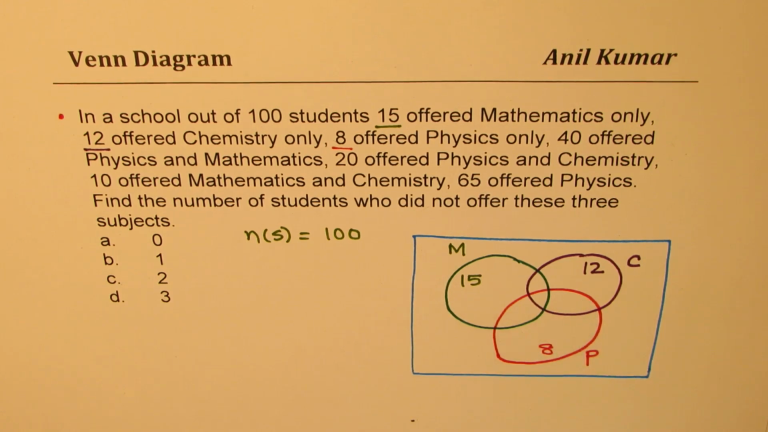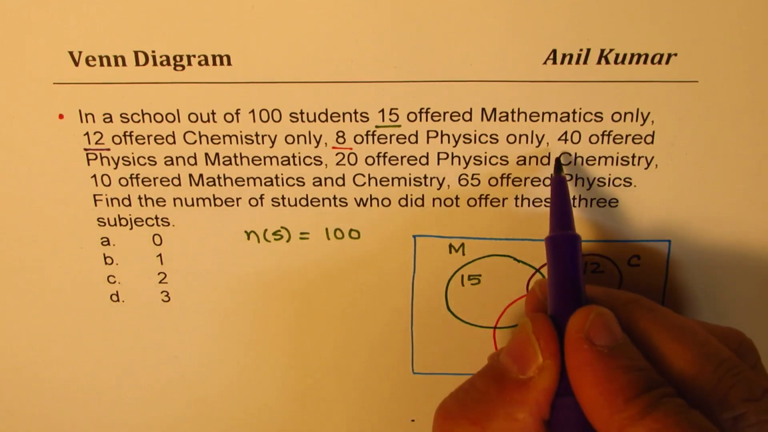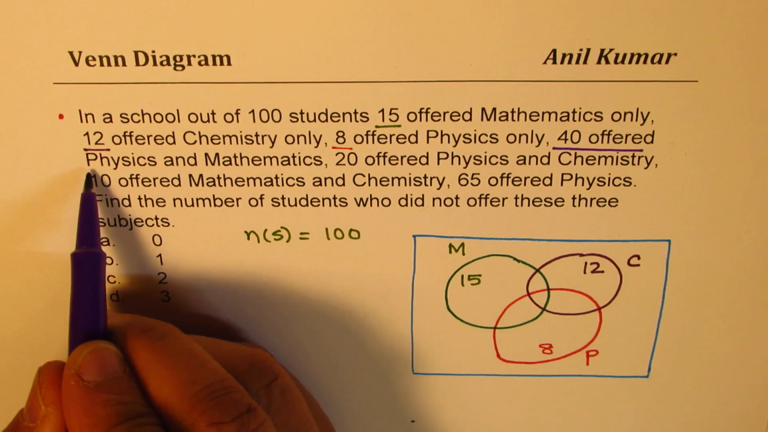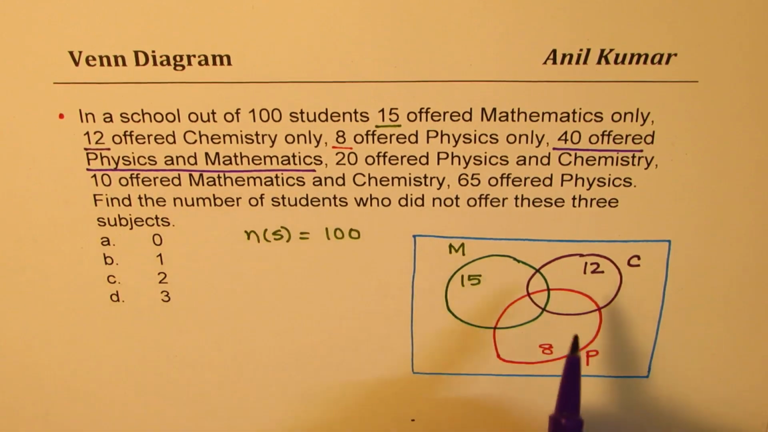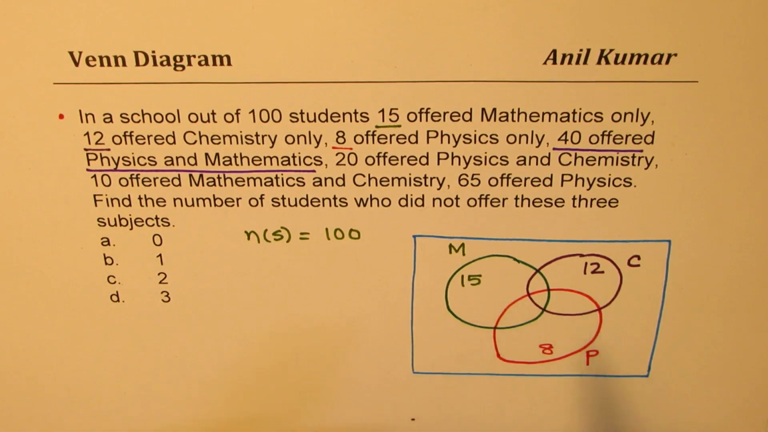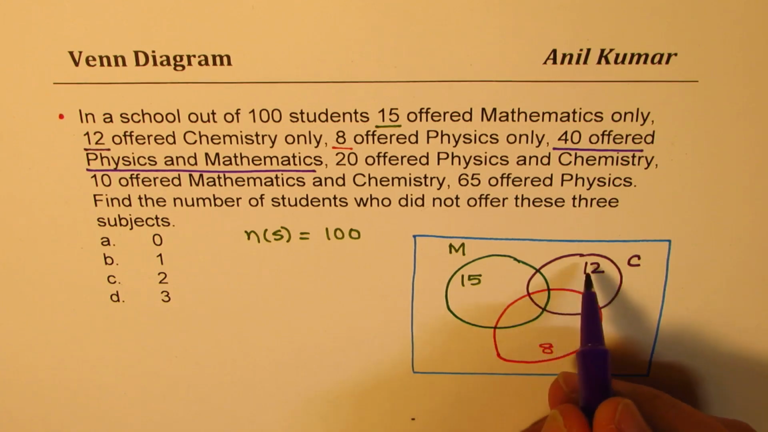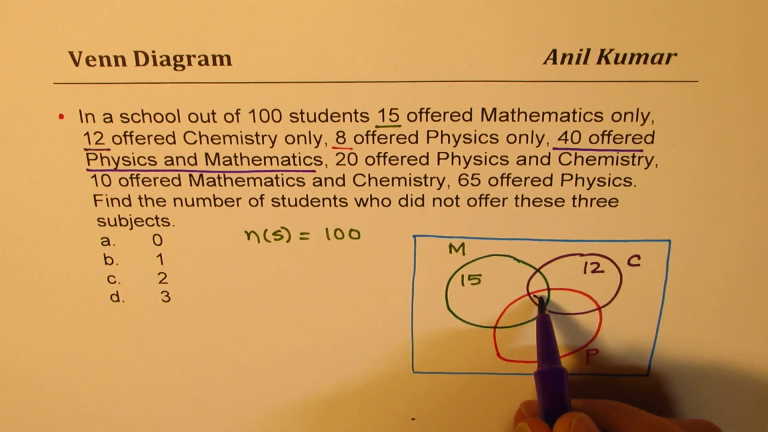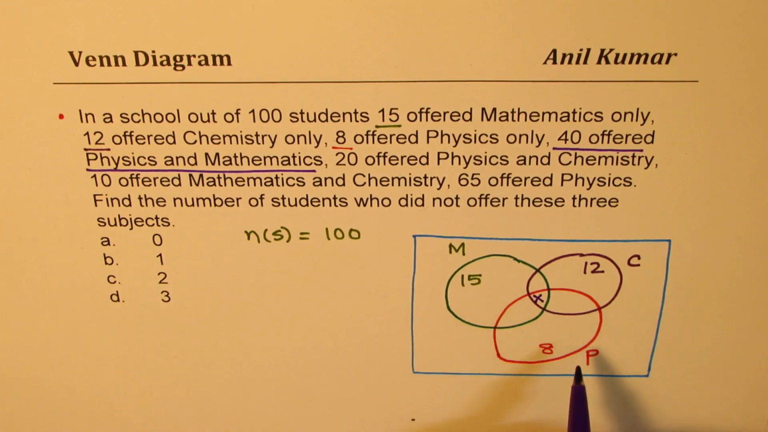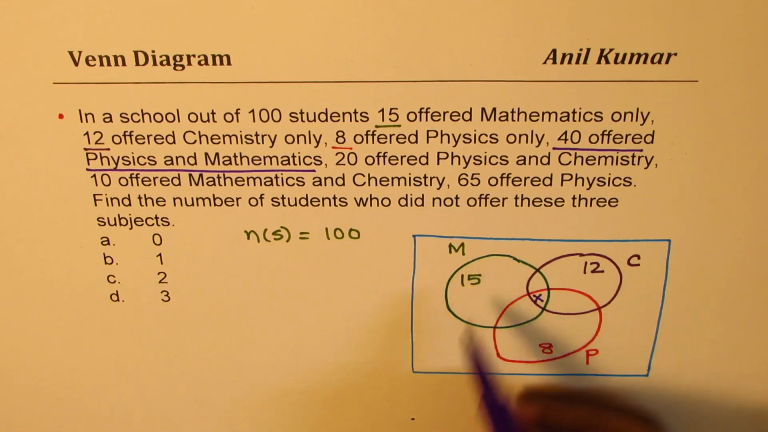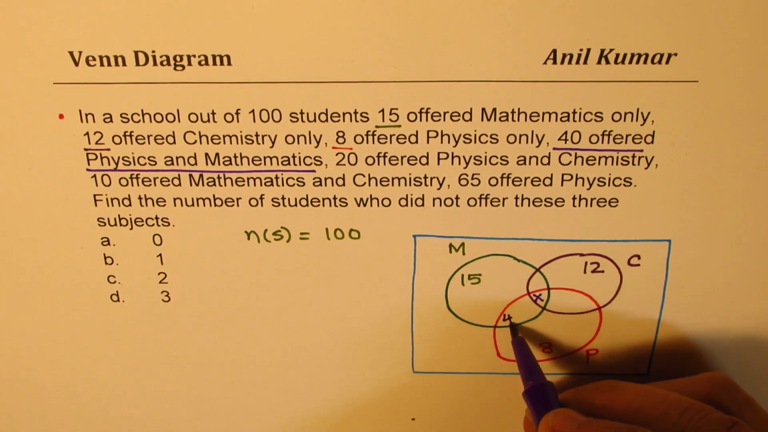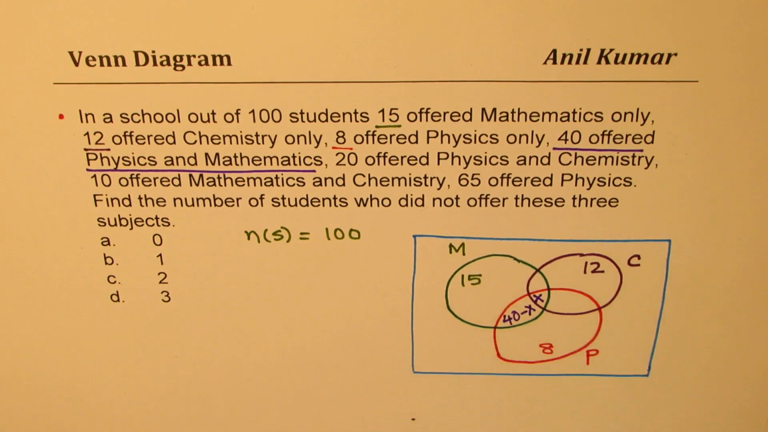How do we write this number? That is kind of very tricky. So how do we write 40 offered physics and mathematics? So the combination of these two is 40. So we don't know what this is, which is common to all. So I'll write this as X. And now we can write down 40 offered physics and mathematics, means these two, right? Physics and mathematics. So this means 40 minus X. Does it make sense to you?